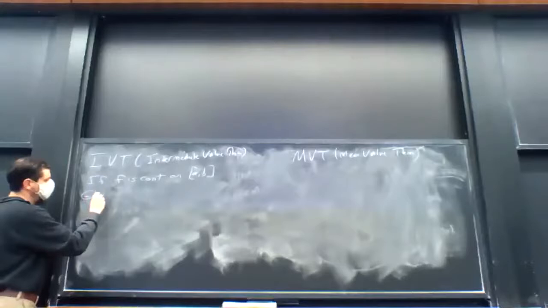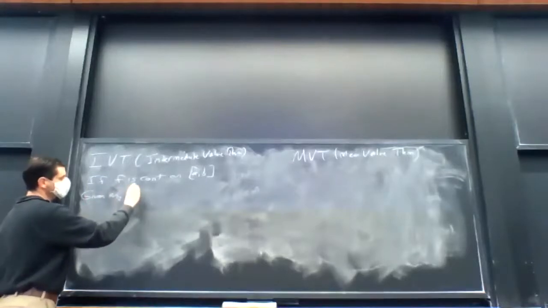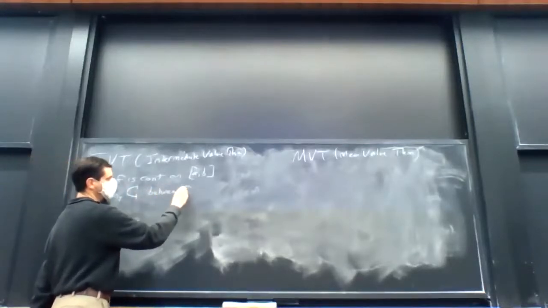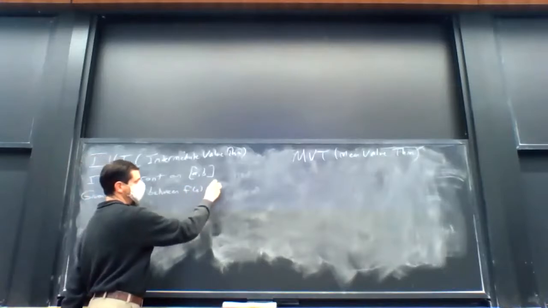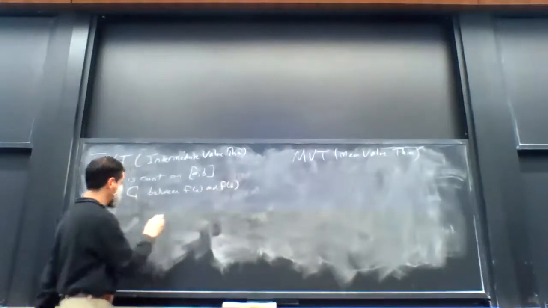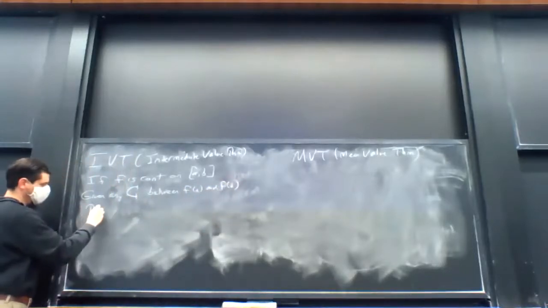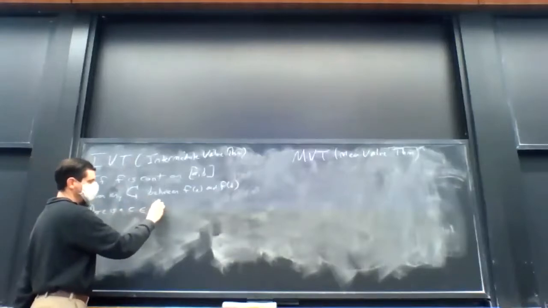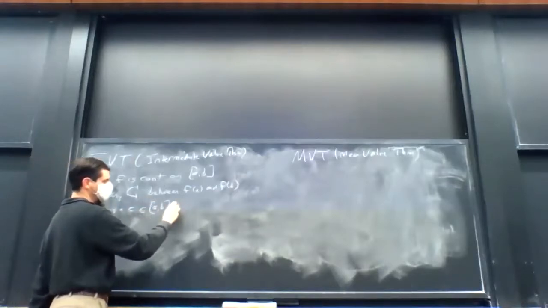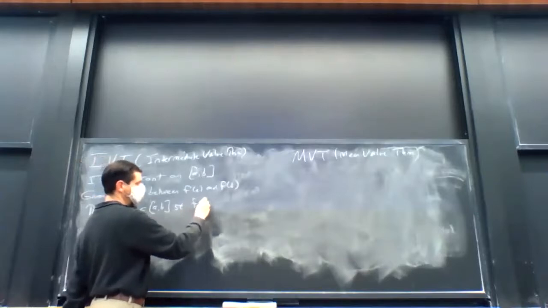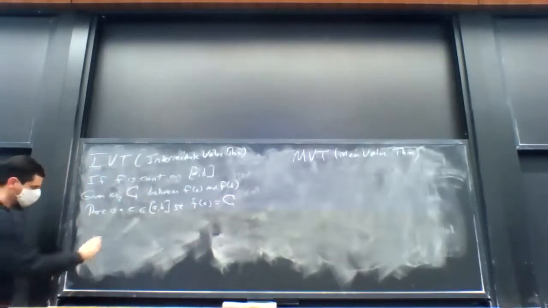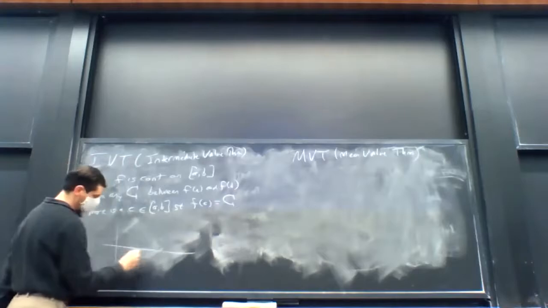Then given any big C between f of a and f of b, there is a c in the interval [a, b] such that f of little c equals f of big C. So essentially what it means is there's no jumps.